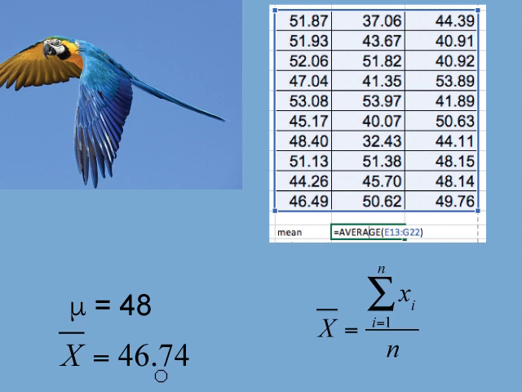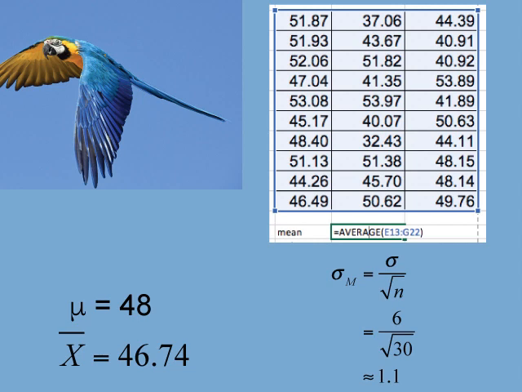Now let's calculate the standard error. Here is the formula for calculating it. Plug in values for the standard deviation and the number of terms. The standard error comes out to approximately 1.1.